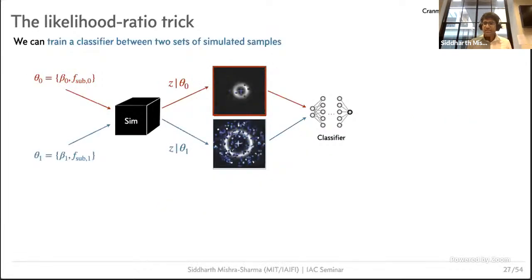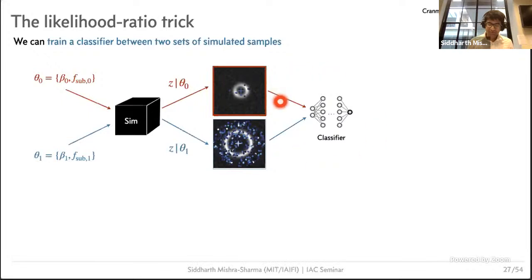So there are many different methods to try to get things like likelihoods, posteriors and likelihood ratios from high dimensional data sets defined by simulations, in models defined by simulations. Here I'll use just one of these, based on what's called the likelihood ratio trick. The idea is the following. We have a simulator that can produce samples from two different hypotheses in our model, for example samples based on theta 0, f sub 0, and theta 1, f sub 1.